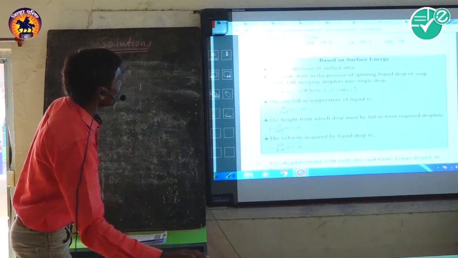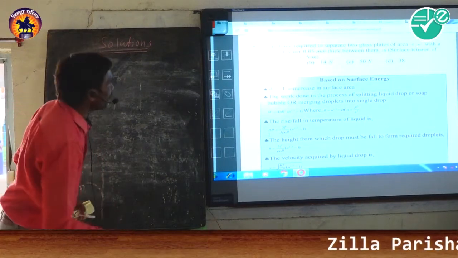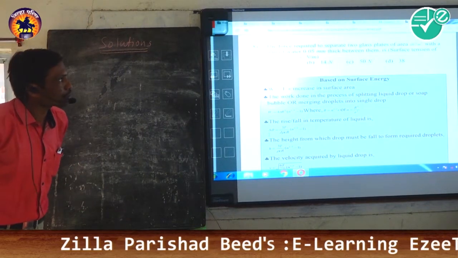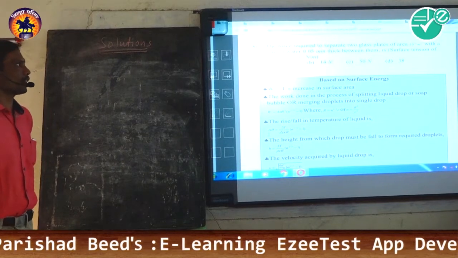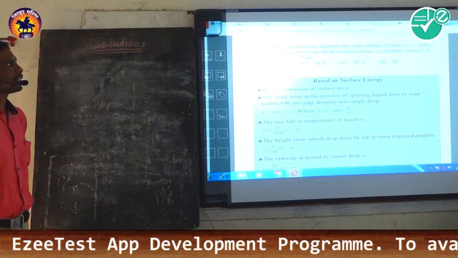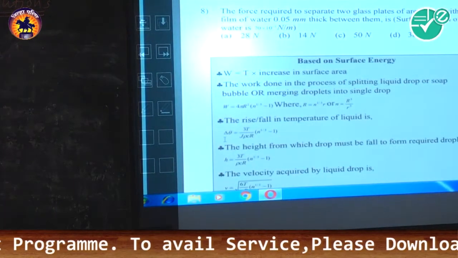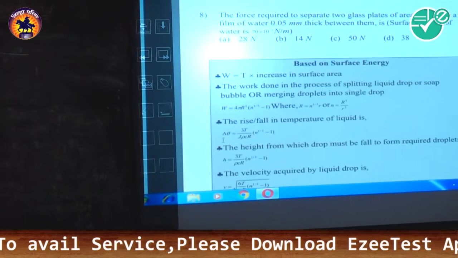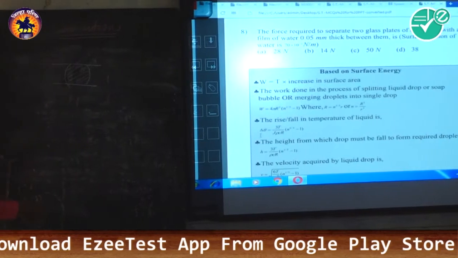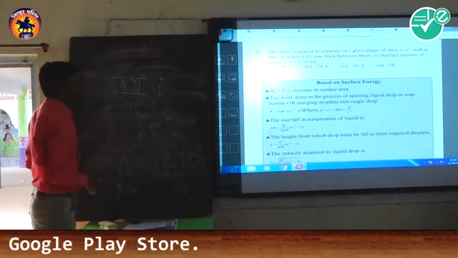Then take here the MCQs. The force required to separate two glass plates of area 10 raised to minus 2 meter square with a film of water 0.05 millimeter thick between them is, here the surface tension of the water is given. It means the two glass plates between which a water film is formed, and we are to determine the force required to separate these two plates.